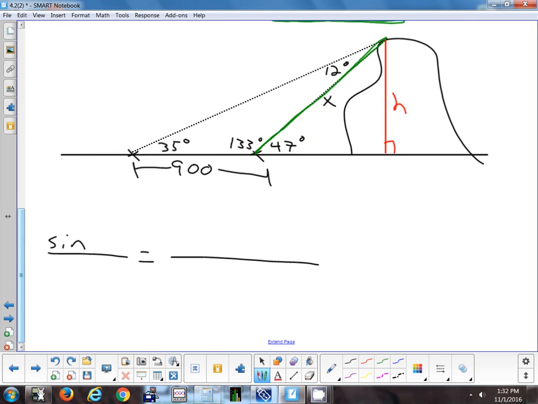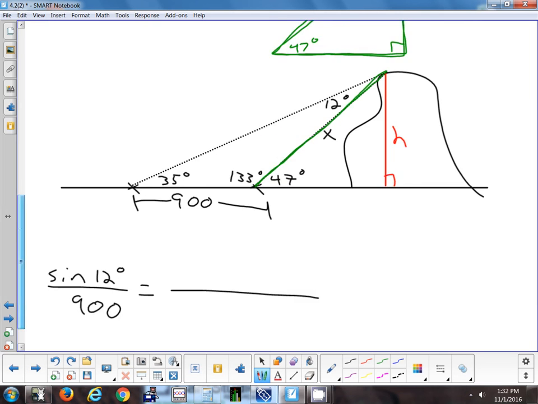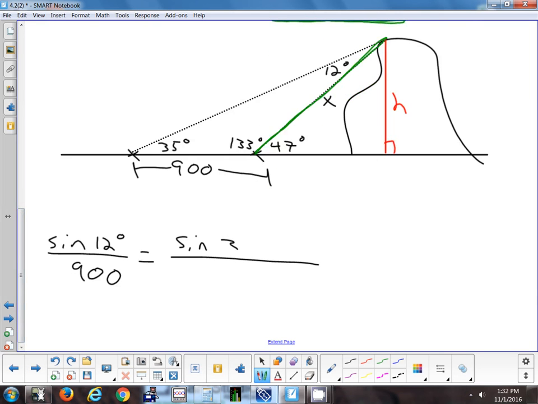Right, so what would I put on the left side? Sine of what angle divided by what side? 12 and 900 together? Which one goes with sine? 12. Yeah, 12. And in the bottom? 900. Perfect. Now just go on the other side, and you've got to use the angle across from the side. So sine of 35 over x.